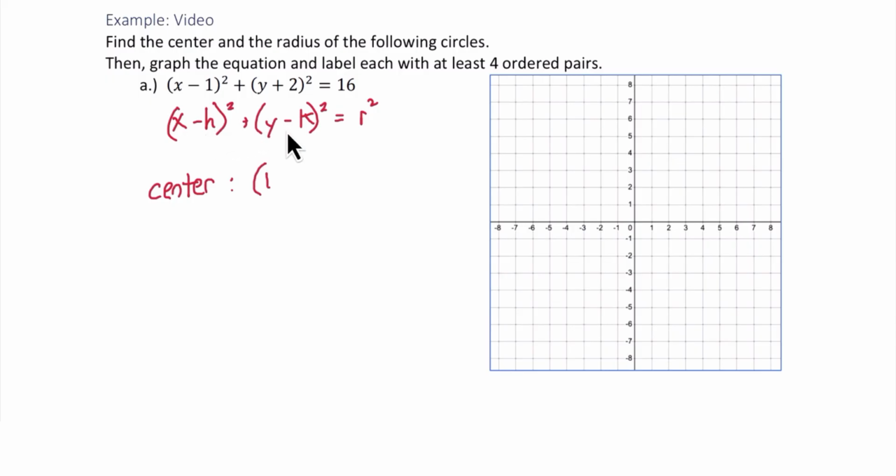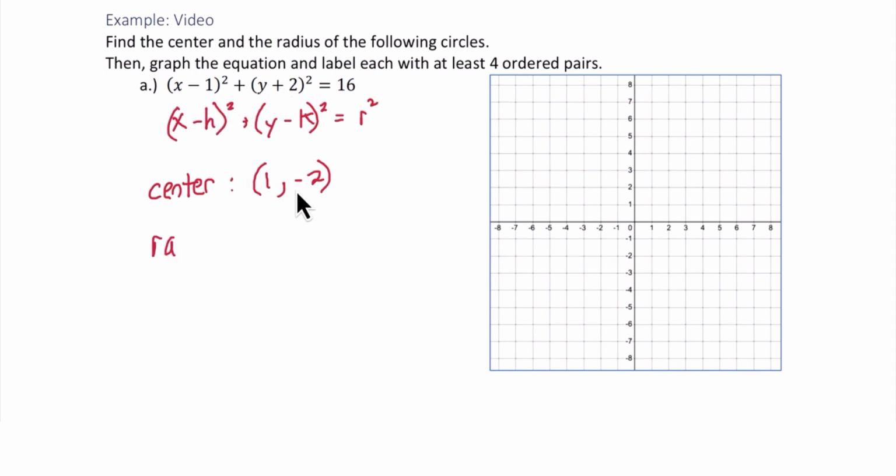And look at what's beside y. We have a +2 beside y. So you can think of that as y minus -2. So the k value is actually -2. Notice to get the center, we're just looking at the opposite numbers that we see inside the parentheses. We see -1, +2. So the center is the opposite, +1, -2.